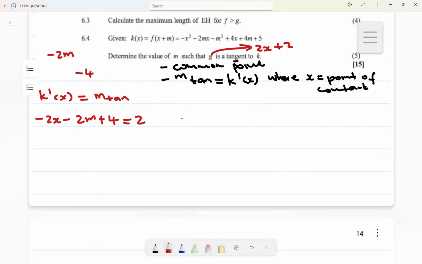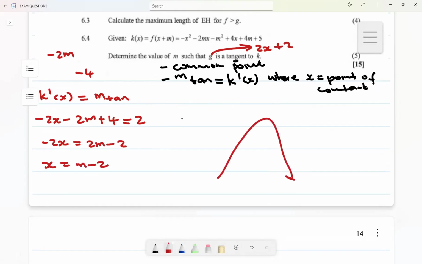Let me find the x coordinate where they meet. How can I find it? I will solve for x. So negative 2x is equal to 4 minus, this one is negative 2m, minus 2. And then this 2m becomes positive on the other side. When I solve for x, dividing by 2, x is going to be m minus 2. So they meet at this point.